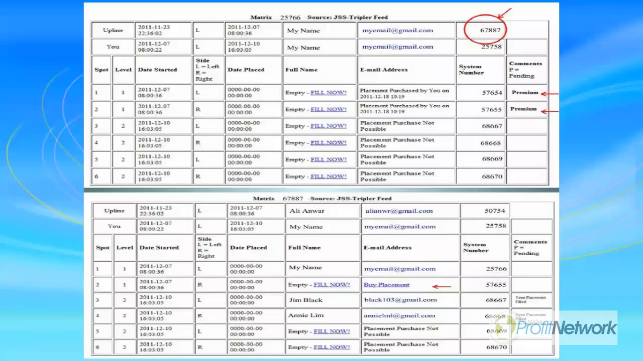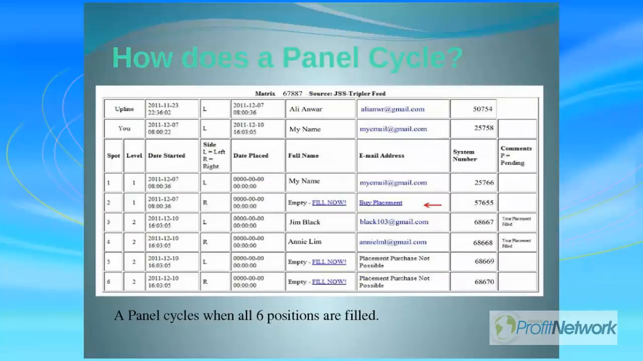Remember that number, 67887. Now if we look at the top, there are 2 separate matrices here, and at the top there's that number, 67887. And if you look at the bottom panel, that matrix is right there. Each one of these positions in all these matrices also has 6 positions underneath them. That's real important to understand because a lot of people don't understand that, and they don't really understand the PC panel program. All of these are panels within panels, within panels, all the way down the line. That's how the panels cycle.